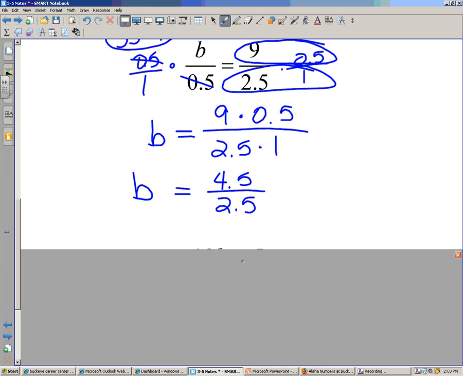Now, how can I reduce these? Well, here's how I think of it, the way I can do it in my head. Both of these are divisible by a half, right? I can get halves into all of these. How many halves fit into 4.5? Well, how many halves fit into 1? 2. How many halves fit into 2?